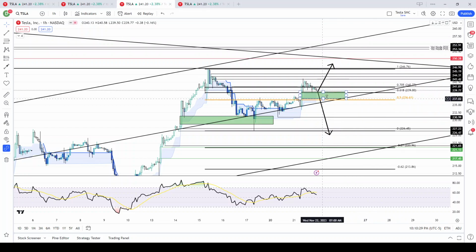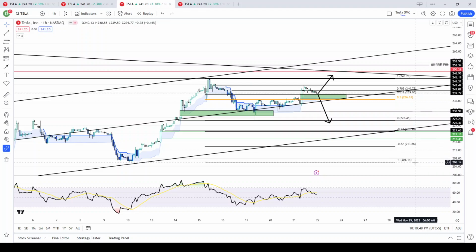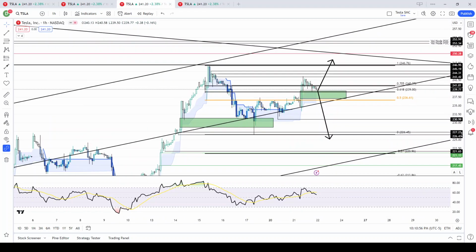Okay, if we take out that fair value gap, close 1 hour candles below it, we're going to take out sell side liquidity here, and then I talked about the Fibonacci targets on the way down. But there's a good chance that if we were to do that, we'd get stopped by the support trend line, at least at first. So I don't really think we're going to get that full symmetrical swing all the way back down to 206.14, which would be the sell side target of here. That would be a complete breakdown of the bullish channel. I don't think that's going to happen.